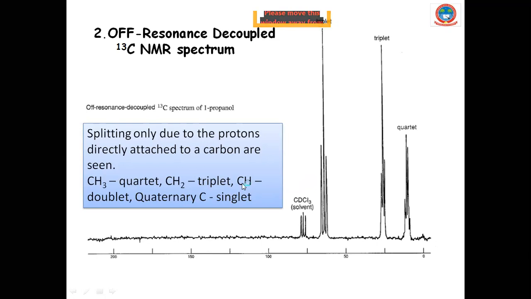CH. And if there is a singlet in off resonance, what do you say? You must remember that off resonance means long range couplings are neutralized. Only those couplings will be observed in which the hydrogen is directly attached to carbon. So you must remember this point.